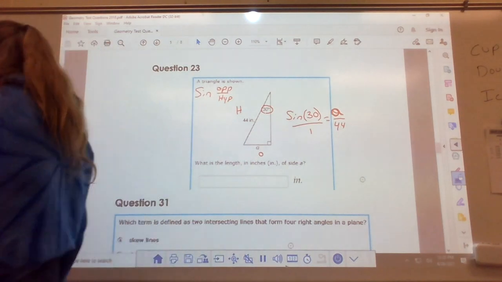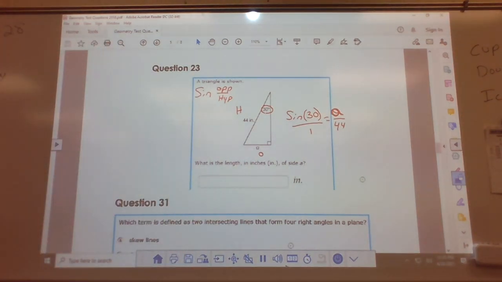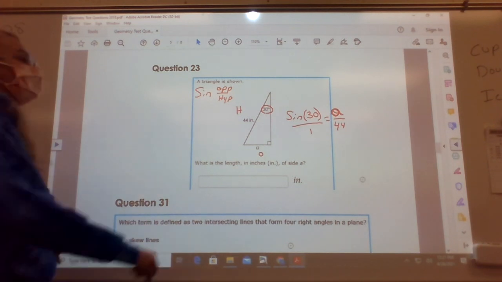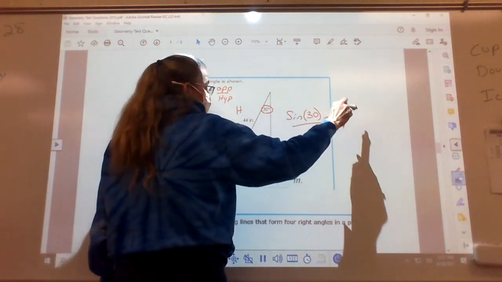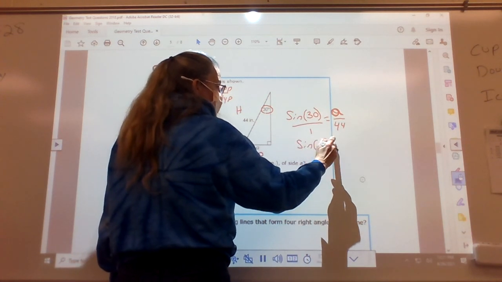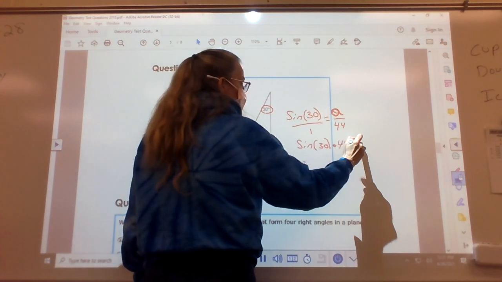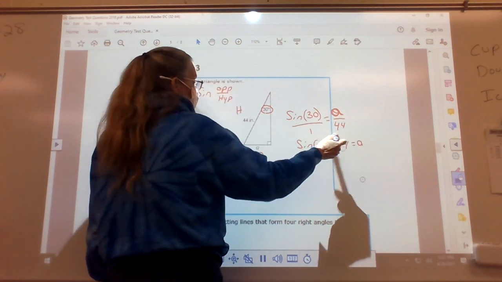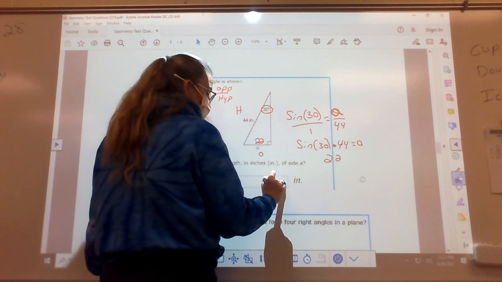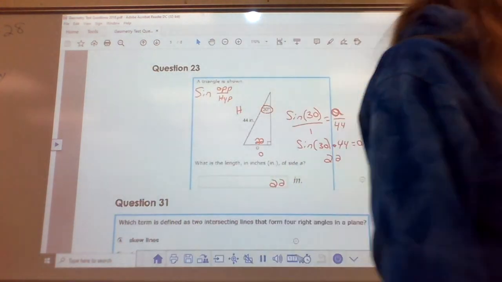Make it a proportion. It's been a while since we've done trig stuff, but you guys did pretty good on the trig stuff. Most people got really good grades on the trig quiz. Multiply your diagonals. So sine of 30 times 44 equals A. Just put that in the calculator, you get 22. So we know this is 22. That's my answer. So that's one option.